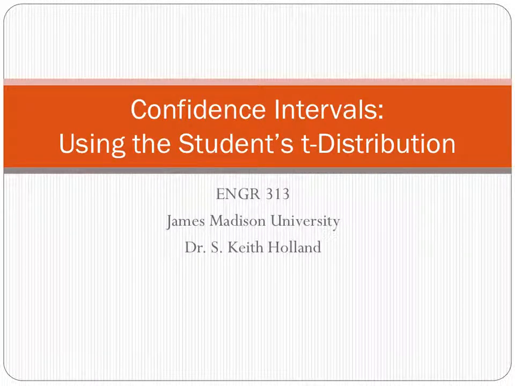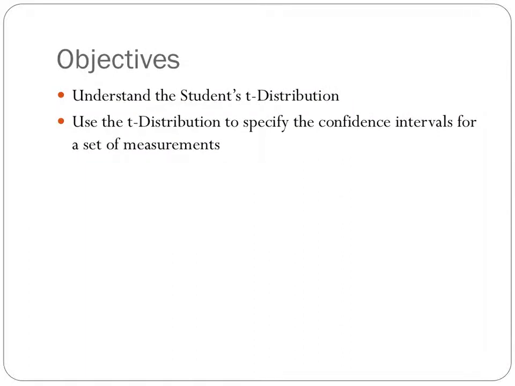We understand how to compute the standard error associated with a set of measurements, which represents approximately a confidence interval of 68.2%. We need to discuss how we can use the student's t-distributions to estimate confidence intervals at different levels of certainty. The objectives for this lecture are to gain an understanding of the student's t-distributions, and use the student's t-distributions to specify confidence intervals for a set of measurements.